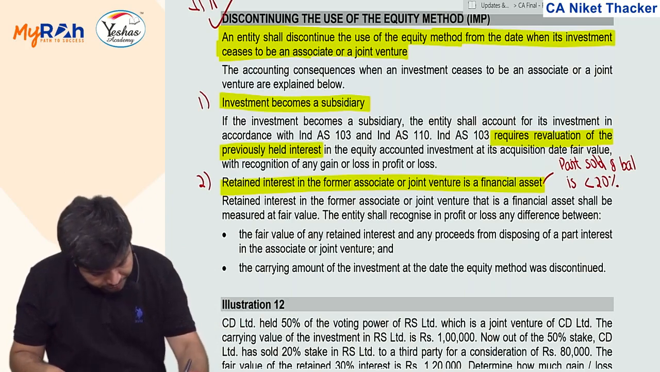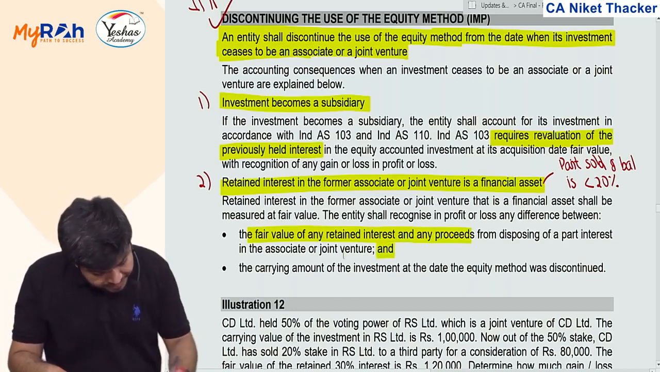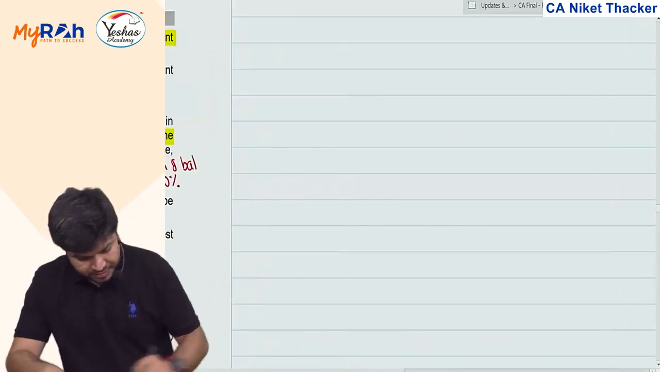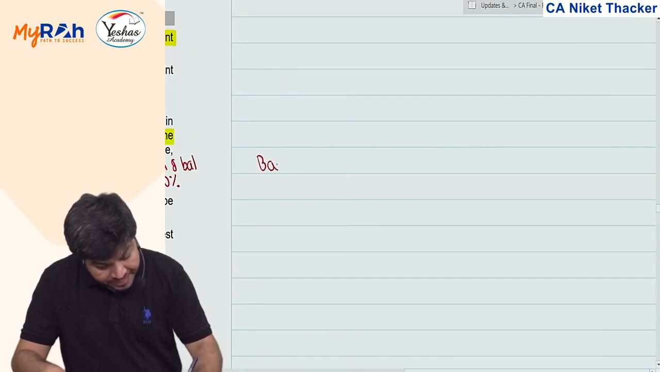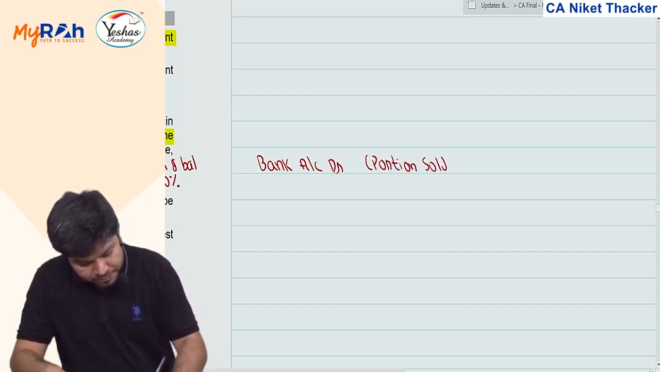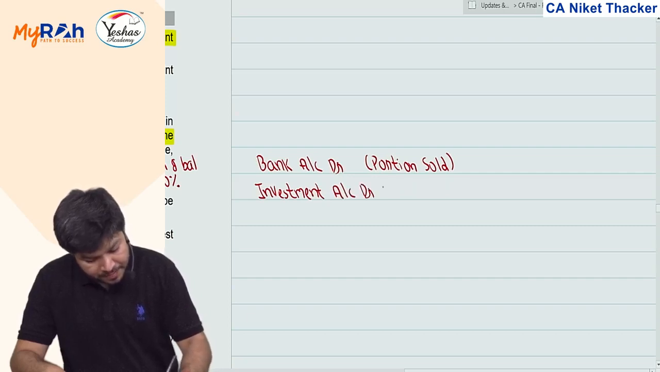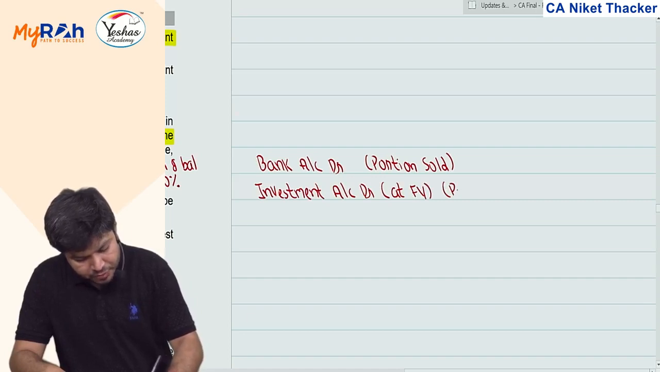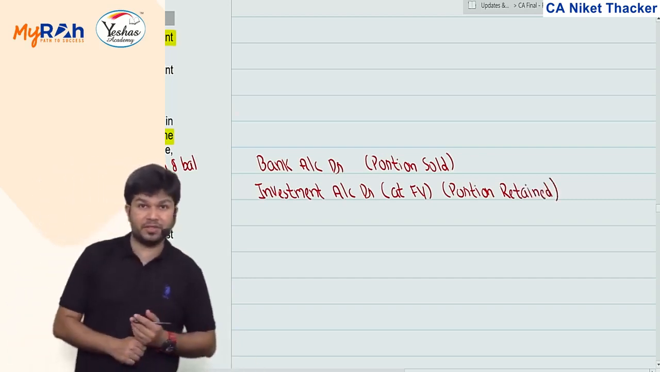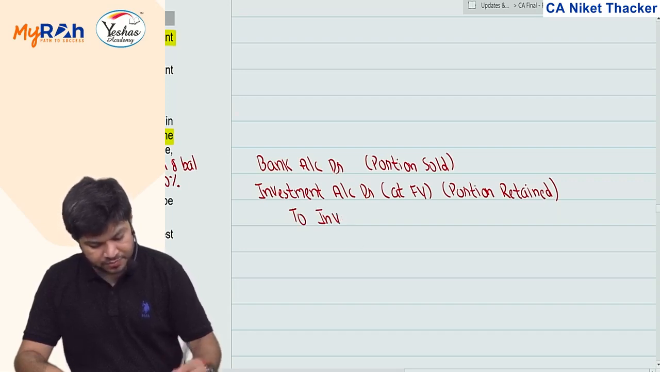Okay. So fair value of interest retained and the proceeds, we compare it with the carrying amount of investment. Difference is profit or loss. Let me give a journal entry for this. It will be bank debit, this is for the portion sold. Investment account debit at fair value, this is the portion retained, to investment in associate or joint venture.